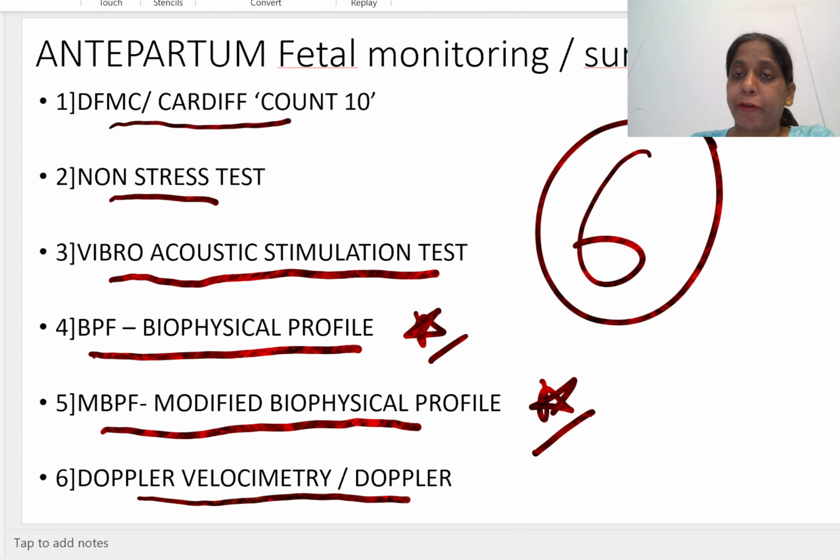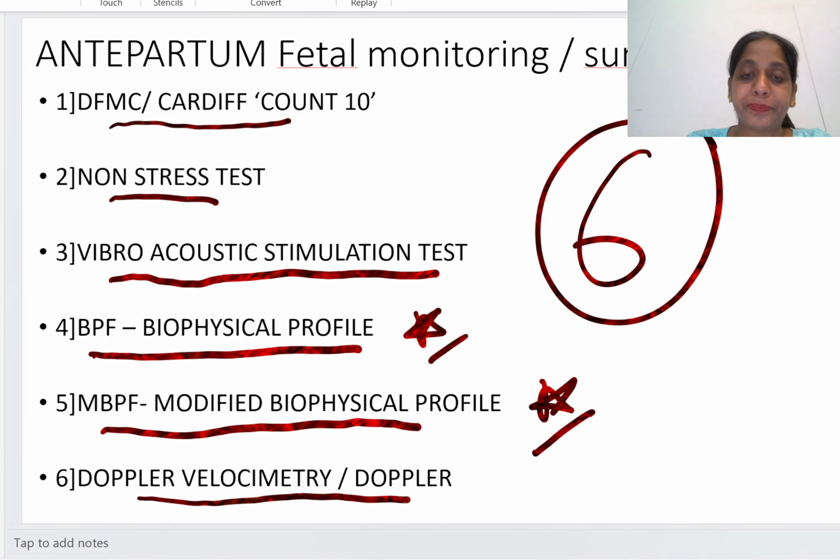Two are biophysical profile and modified biophysical profile. One is kick count, another is NST, and one is vibroacoustic stimulation test, which is also known as VAS, and the last is the Doppler test. The last 3, biophysical profile, modified biophysical profile, and the Doppler, are done in the high risk or on any indication. The above 3 are done in all the patients.